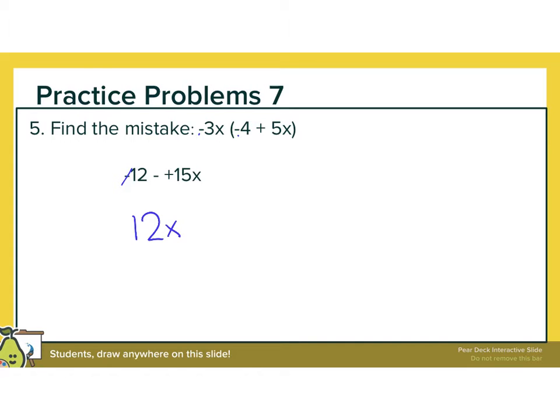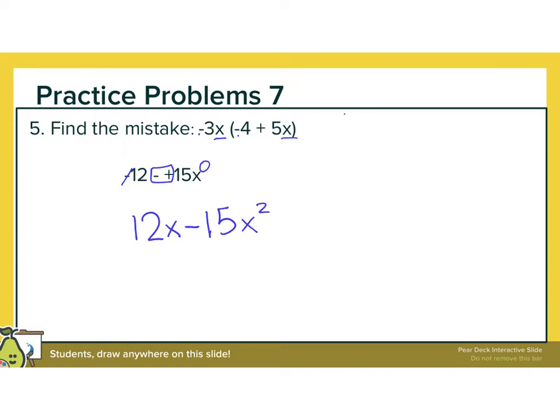Negative, oh, it looks like they just put both signs. We do not put two signs in front of a number, okay? You got to pick one. So negative times positive is negative. 3 times 5 is 15. So they got the 15 right, but x times x should be x squared. So they left that exponent off.